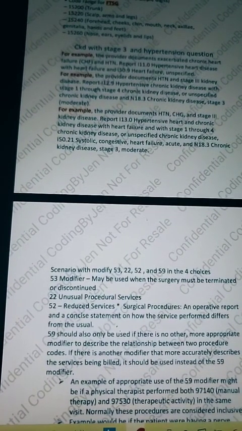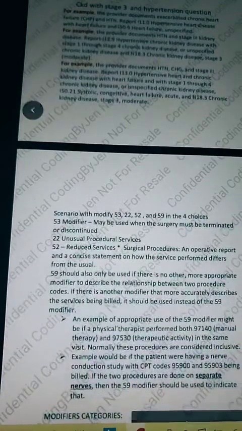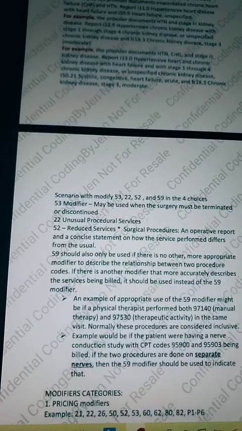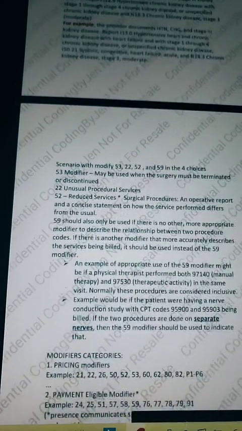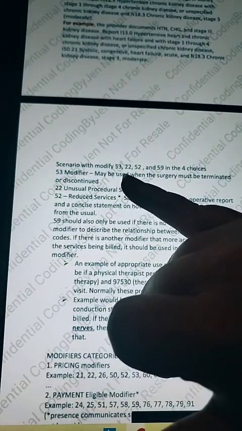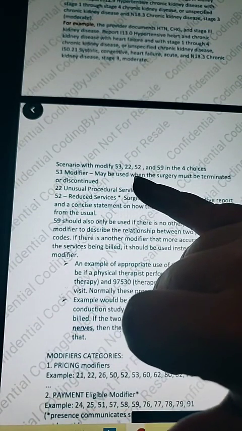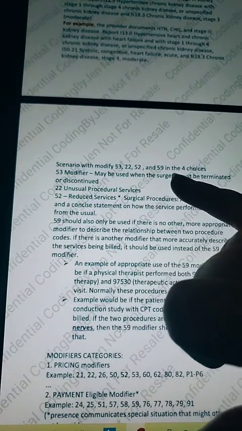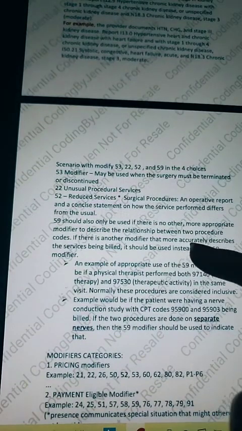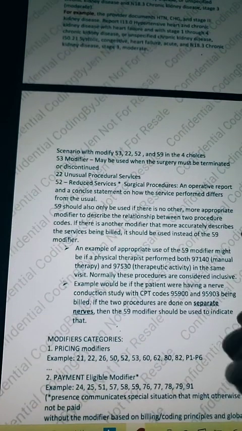Hey, Marissa. We're just going over what's recently been on the CPC exam in the last 50 days or so. We had some modifiers: 53, 22, 52, and 59. Modifier 53 is to be used when surgery is terminated.